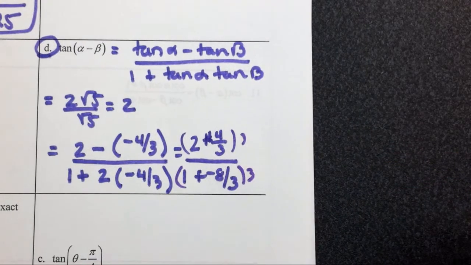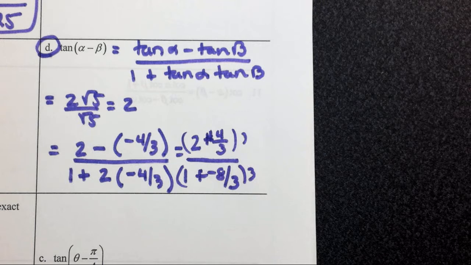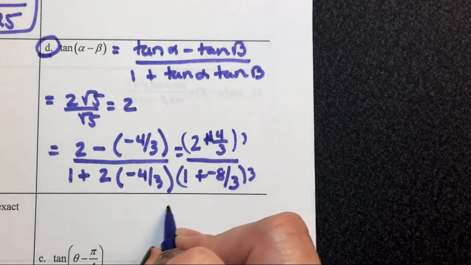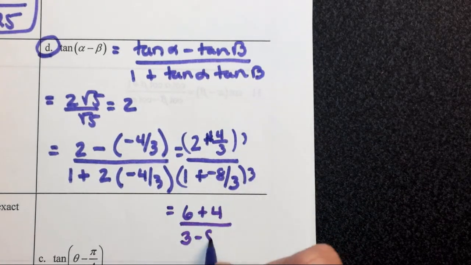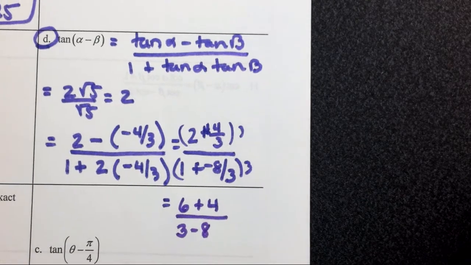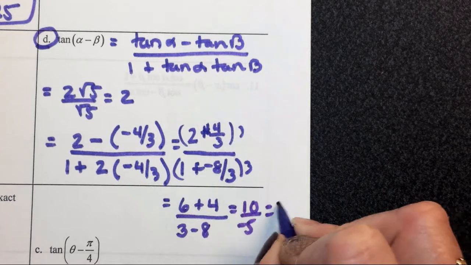Make life easy on yourself. If you want to add those numerators together with common denominators, be my guest. If you want to get a common denominator, add those denominators together, be my guest. And then multiply by a reciprocal, be my guest. But you're taking something that could be done in 2 steps. Multiply everything by 3, that gives me 6 plus 4 over 3 minus 8. That gives me 10 over negative 5, which is negative 2.